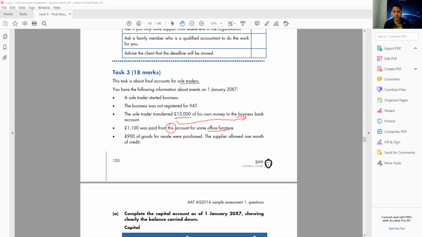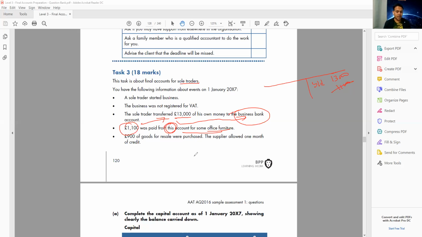This question is tricky. Remember that I have seen students take the 13,000 as capital. They said capital opening balance 13,000. After that, they added 1100 as well. But actually 1100 is not the capital, because this 1100 was paid from the 13,000. This is not additional money he's bringing from his own pocket. So this 1100 is basically from the 13,000 in the business bank account, paid for some office furniture. Be very careful and read the question very slowly and carefully, because you might think this is also capital. This is not.